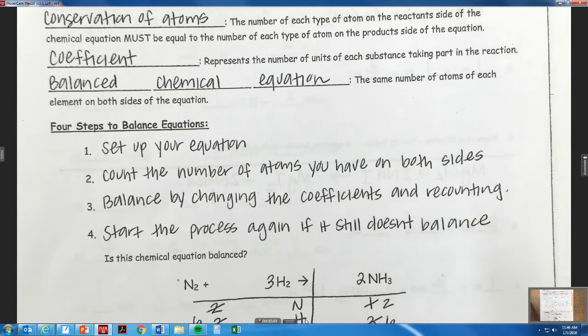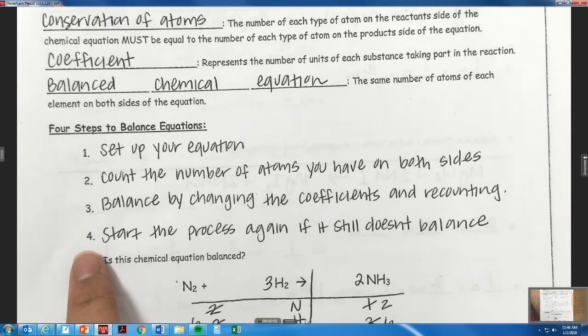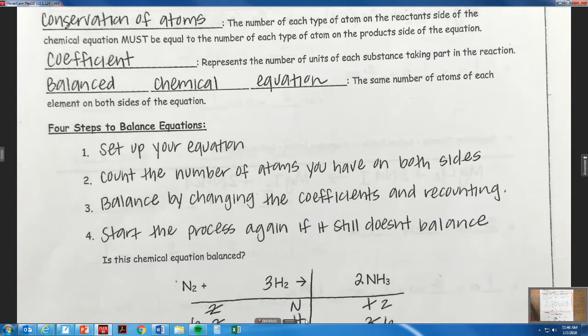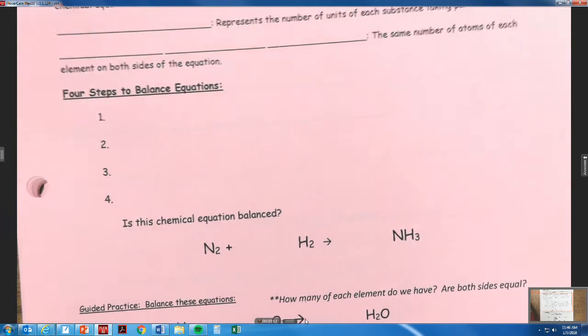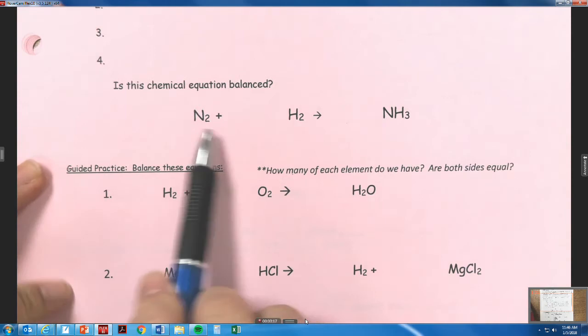If you change the coefficients, a lot of the time our equations are going to have compounds. So if you change one element in a compound, the other element in that compound is also going to change. That's why we have to recount. And then step 4, start the process again if it is still not balanced. So let's go ahead and take a look at these examples. Now I'm actually going to switch over to our actual notes. Let's take a look at our first example right here.